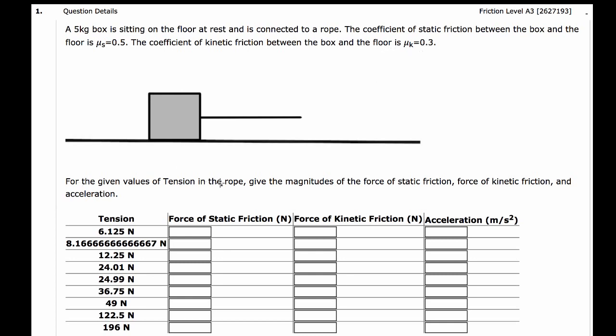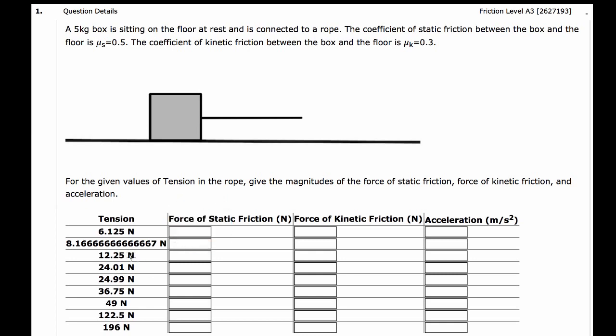It says for the given values of tension in the rope, give the magnitudes of the force of static friction, kinetic friction, and the acceleration. So there's basically 2 kinds of friction, static friction and kinetic friction. And static friction happens as you're trying to pull this thing. This tension right here, these numbers, is how hard you're pulling the rope. And as you're pulling with weak forces, there's enough grippy static friction to prevent this box from moving at all. It just doesn't budge.